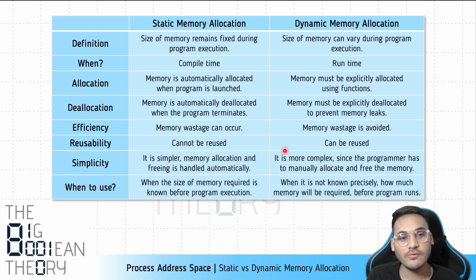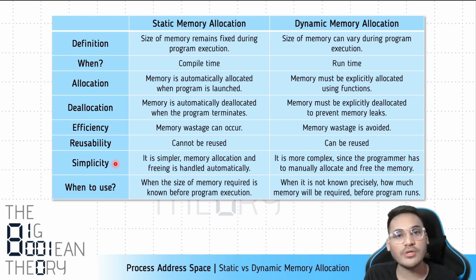Whereas in the case of dynamic memory, we can allocate it, we can deallocate, and again allocate the same memory to some other variable or data structure. So in the case of dynamic memory allocation, the control is with the programmer and the memory can definitely be reused, right? Then let's talk about the simplicity.